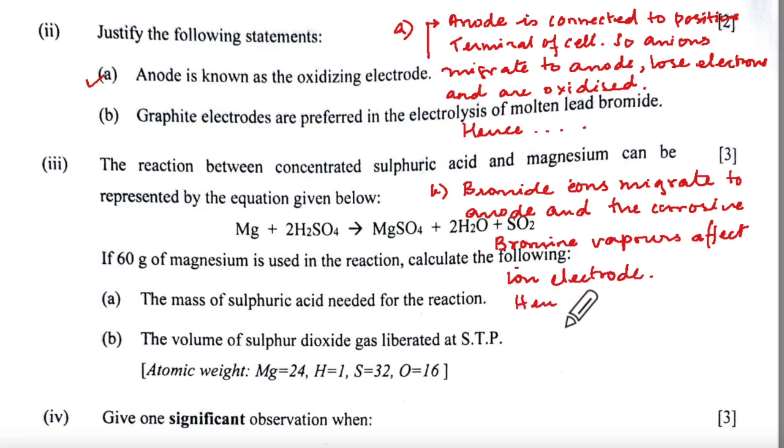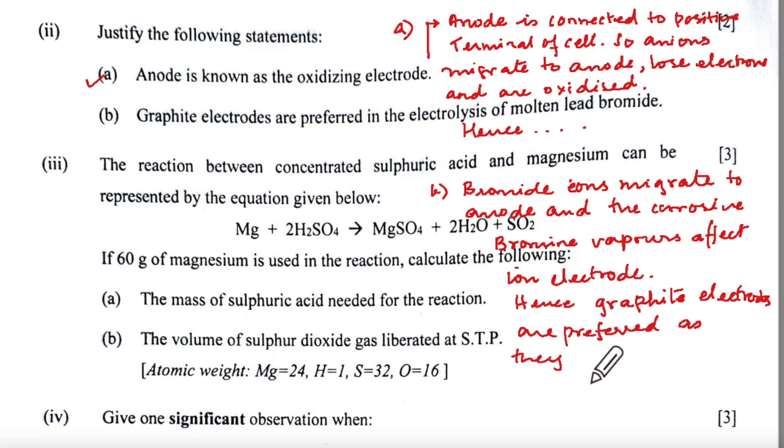Hence, graphite electrodes are preferred as they are unaffected by corrosive bromine vapors.